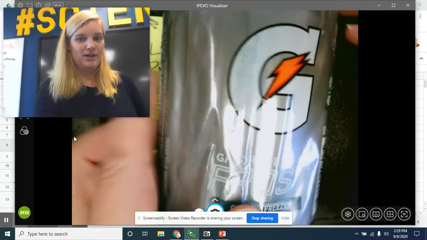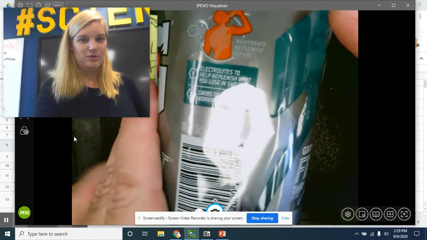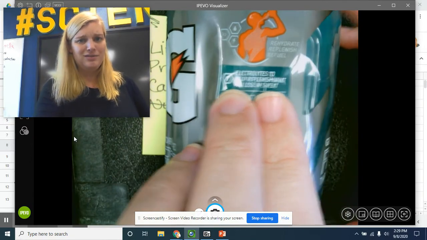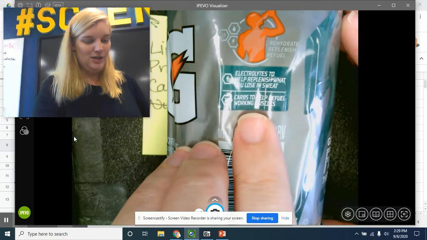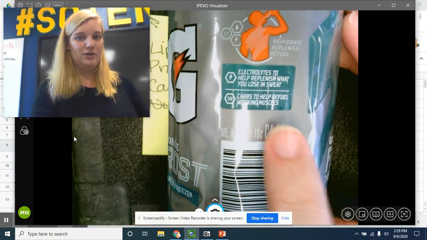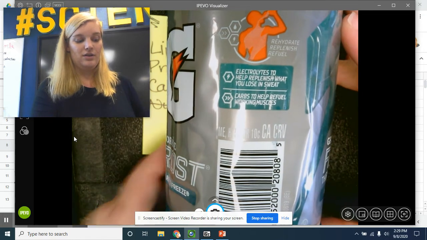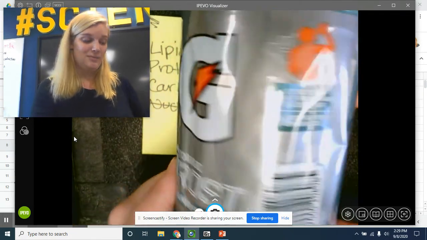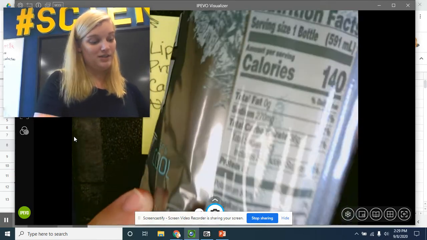And something that I pointed out that was really interesting for most people in class. So it says it has electrolytes, which we all knew. But it also tells you on the label that it has carbs to help you refuel your working muscles. So Gatorade has always had this on their label where it's telling you that there are carbs in there, which is science. So you're welcome.